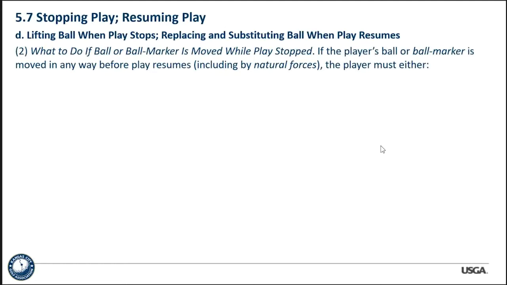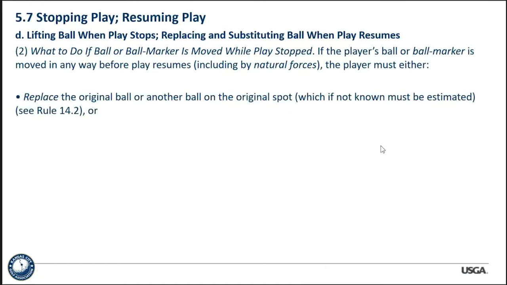If the player's ball or ball marker is moved in any way before play resumes, including by natural forces such as wind or water washing it away, the player must either replace the original ball or another ball on the original spot, which is not estimated. Okay, so if the ball or the ball marker is washed away, we can replace it or substitute it, but we're going to replace it on that spot.